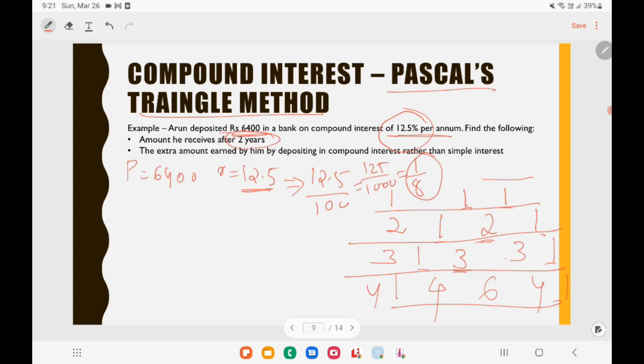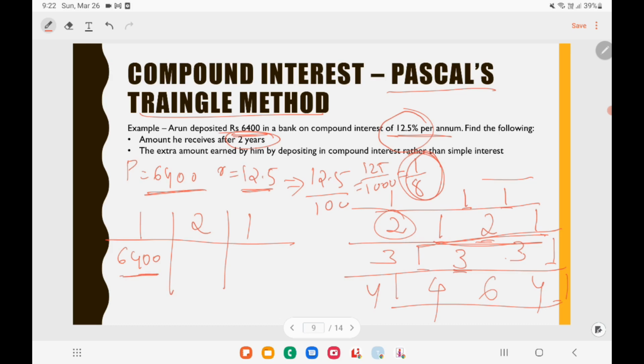Now what you need to do here, the amount we need to calculate after 2 years. So you need to take the layer of Pascal's triangle which corresponds to 2 years. So this is the layer. 1 2 1 is the layer that corresponds to 2 years, right? So just write 1 2 1 here. Then you write the principal amount here on the bottom of 1. Just write the principal amount. Now, the rate is 1 by 8, just multiply 1 by 8 with 6,400. You will get 800. Write that here. Now again multiply 800 with 1 by 8, you are going to get 100. Write it here.